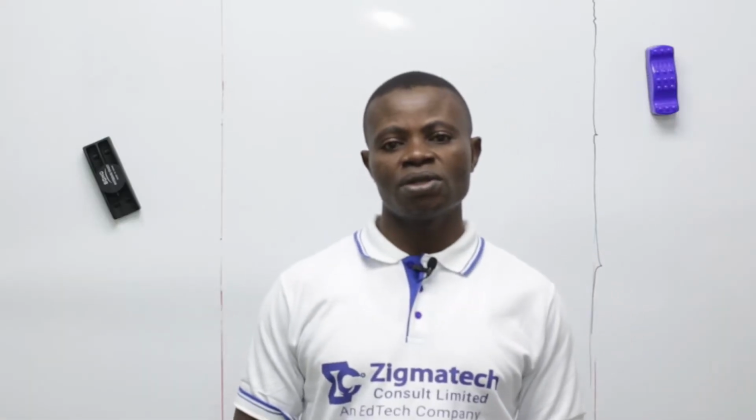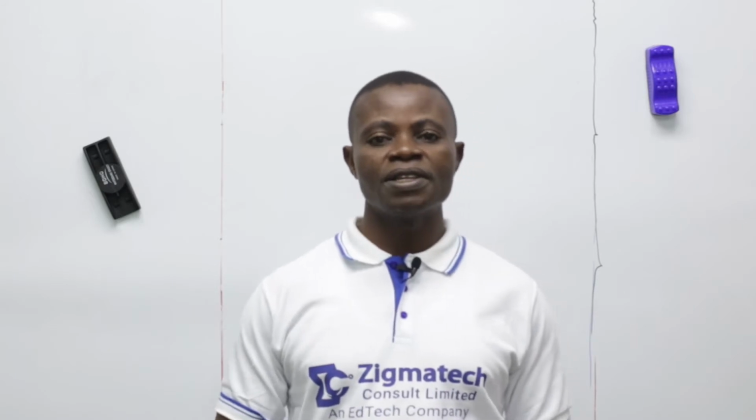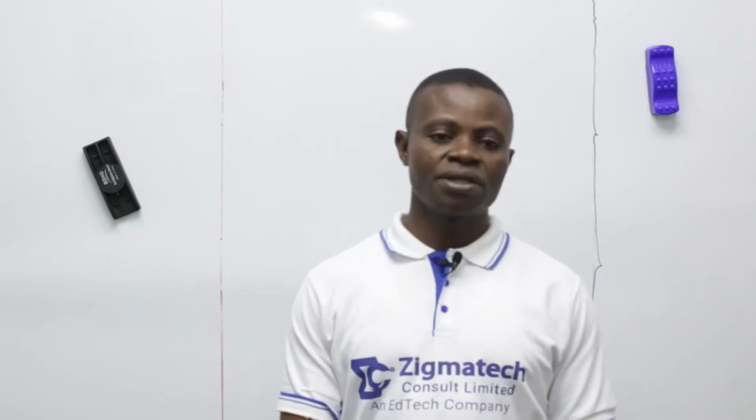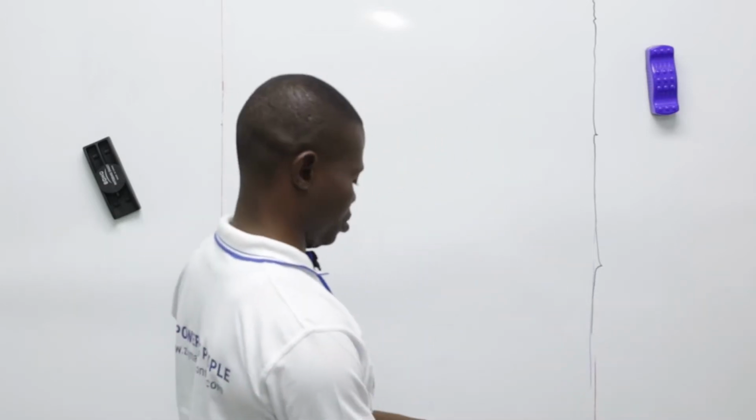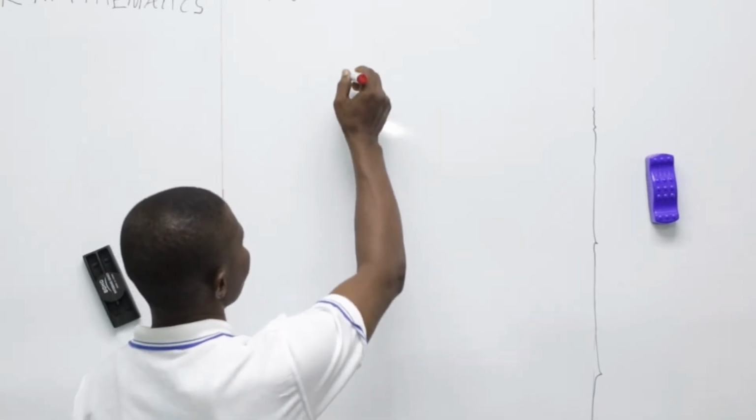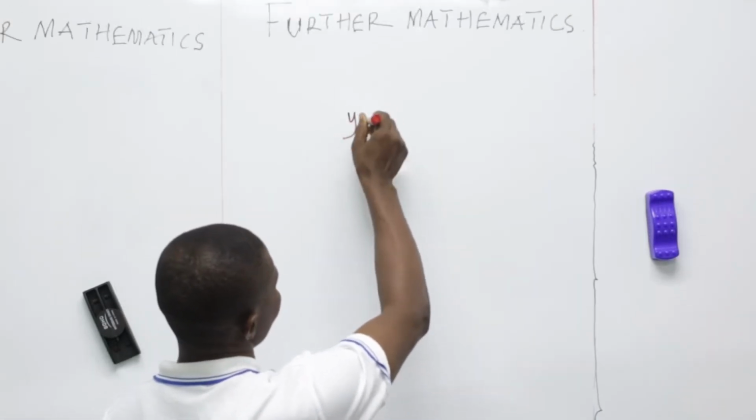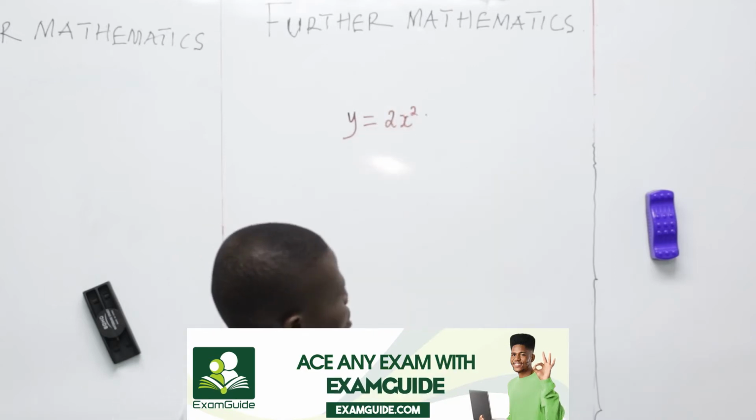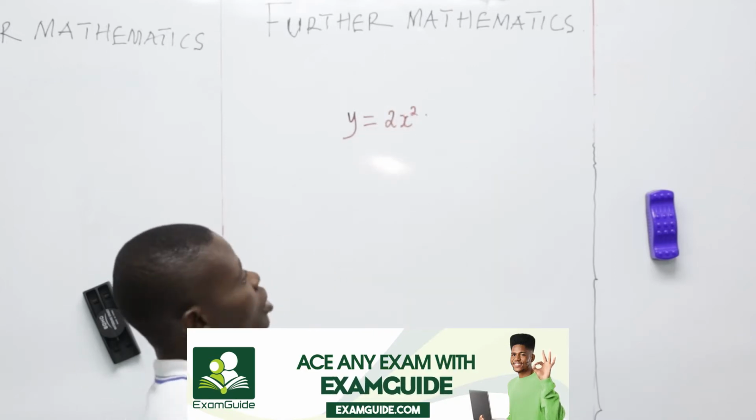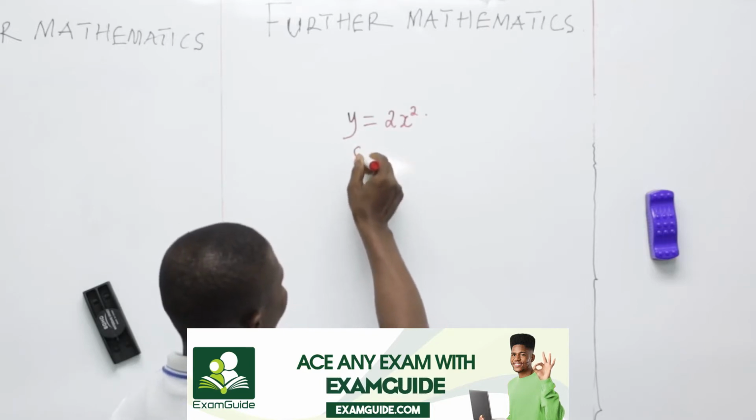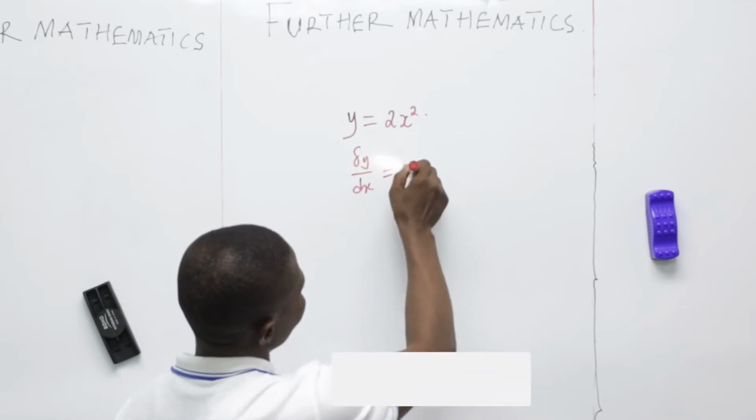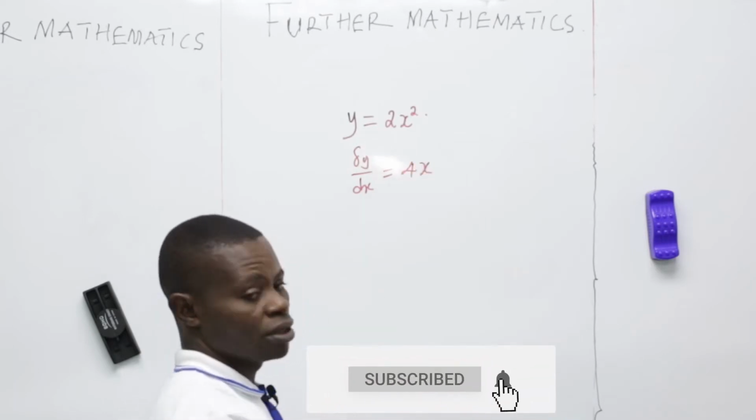Differentiation is just the opposite of integration. That is, if an expression is given to you, if y equals 2x squared, the derivative of it, dy/dx, equals 4x.